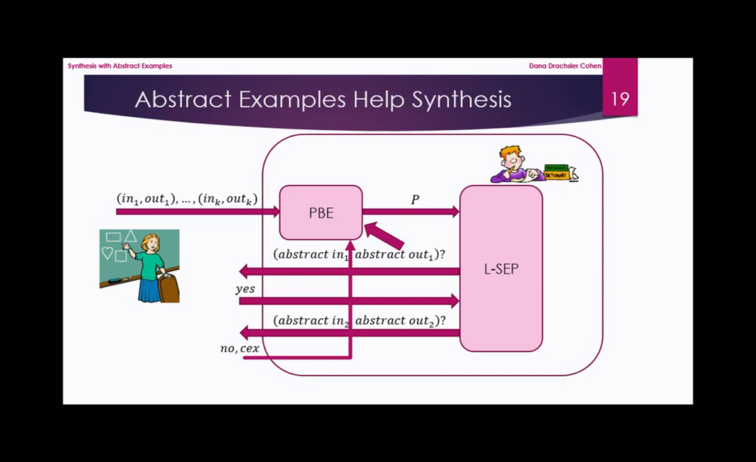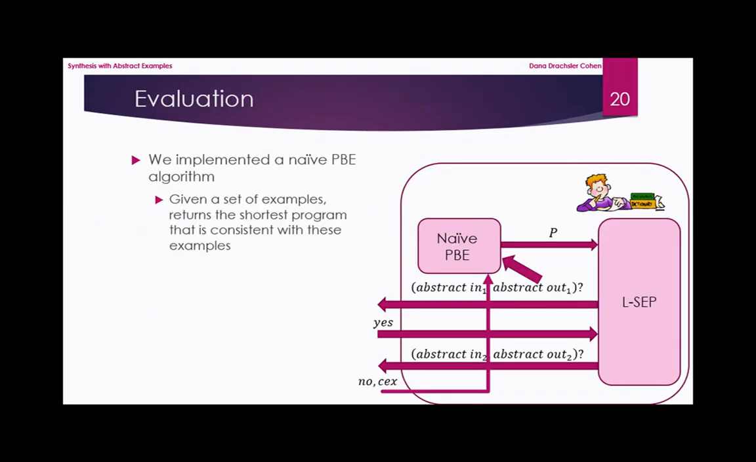Namely, if we go back to our framework, we can actually use the accepted abstract examples as part of the PBE. Because even if this program was incorrect, the user has confirmed this abstract example. This means that it has confirmed the input-output behavior of possibly an infinite number of examples. So maybe this would be beneficial for us. And what I want to exemplify now is that it is indeed beneficial.